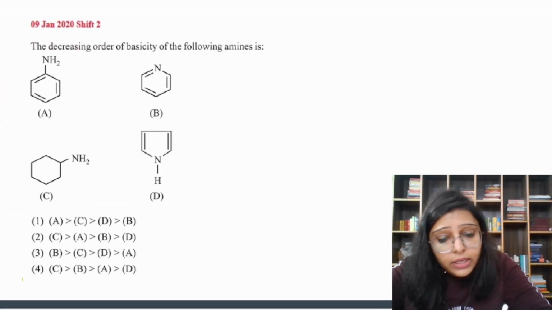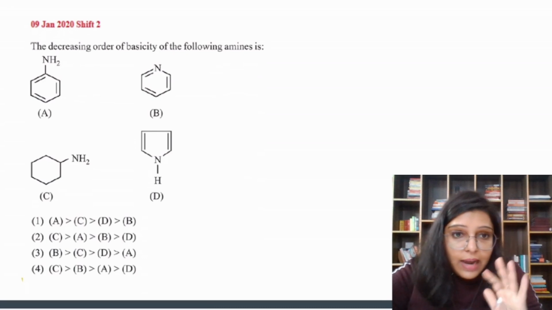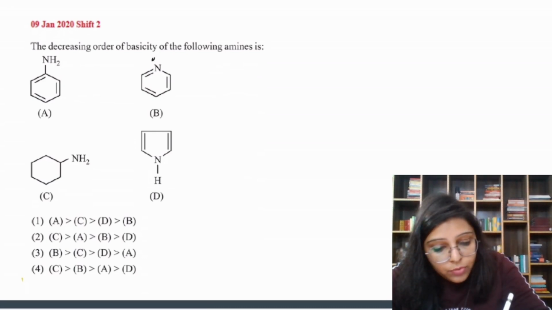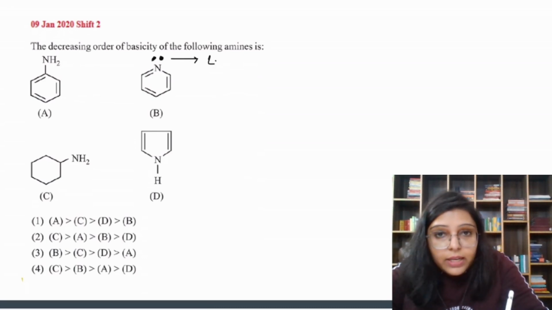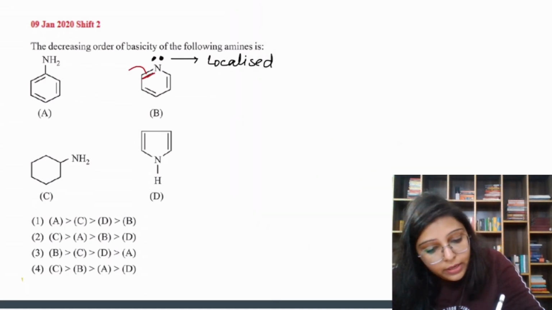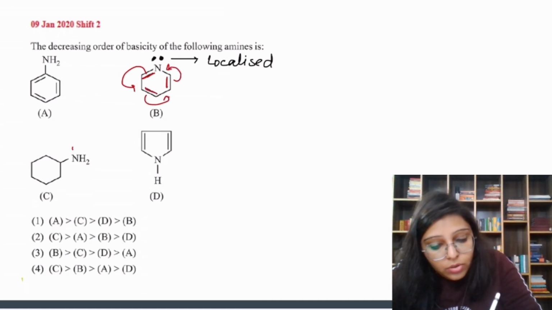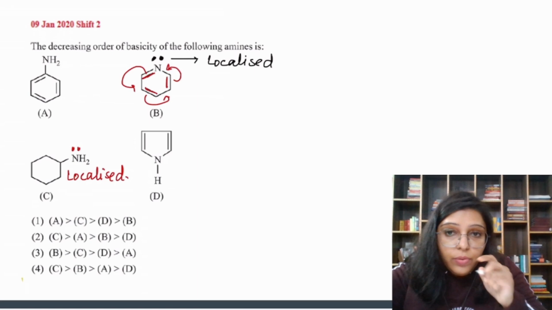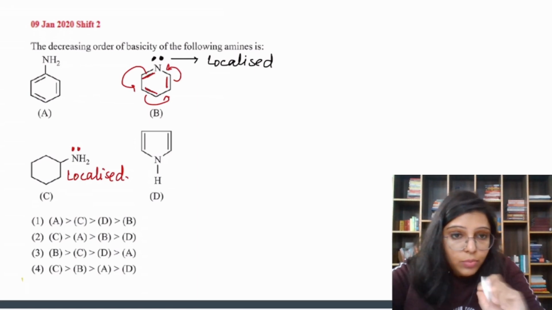Okay. Now let's do the next question. The decreasing order of basicity. So first we have to check the localized. So if you see the nitrogen lone pair, they are localized, not involved in delocalization. Why? Because internal delocalization is already there. Internal delocalization is already there, so this is localized. Even these lone pairs, they are also localized. Now in B and C both are localized.